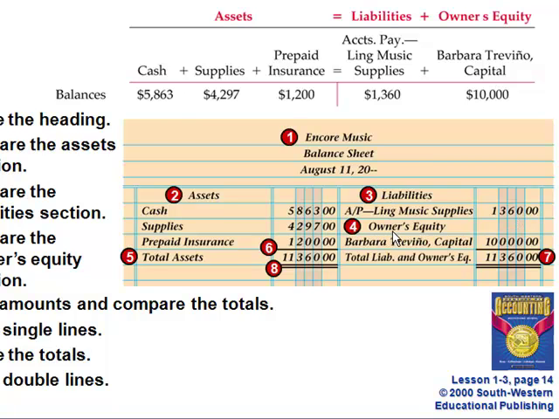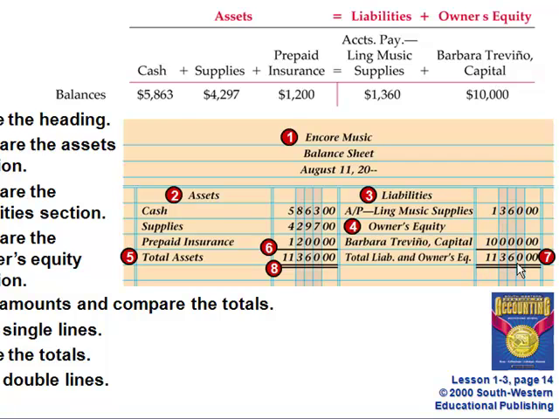Our next section, owner's equity section, we'll center that to show that it's a new section. We only have one account in there also. That's Barbara Trevino, Capital, $10,000. If you can recall, that was her initial investment into the business. Okay, we draw the single rule here to indicate that we're adding these numbers. We'll add those two up.